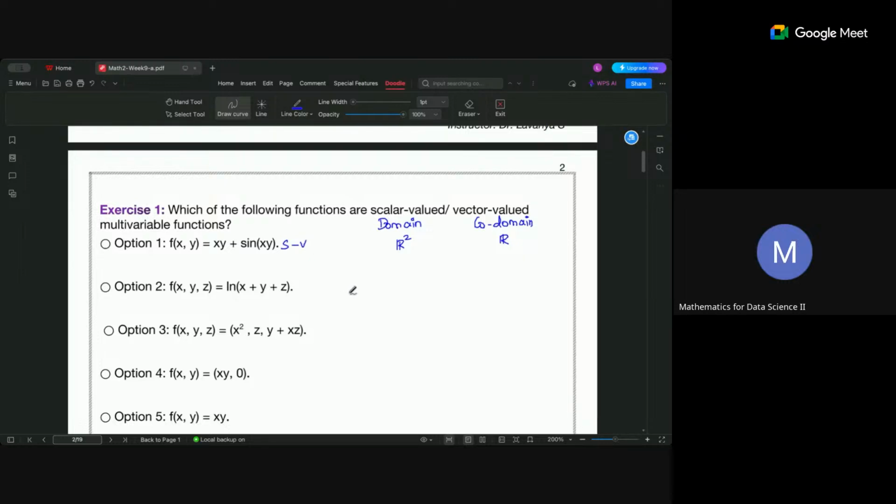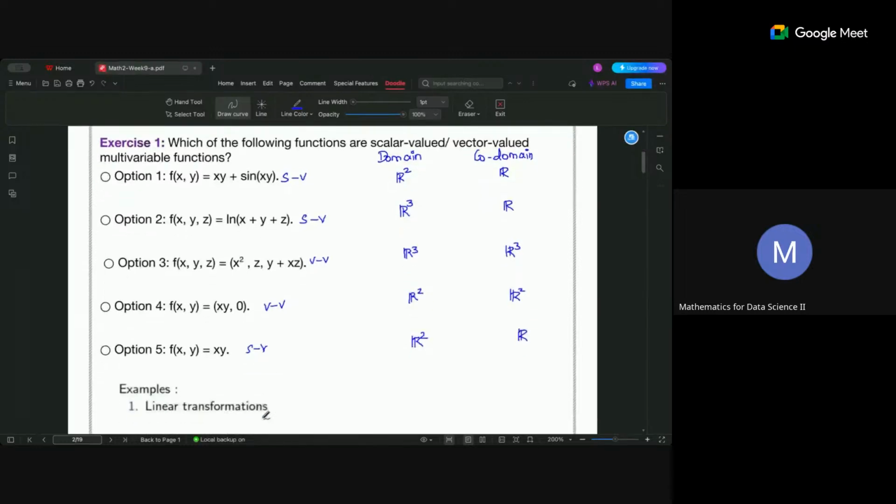What about option two? R3. The codomain is R, and it is scalar valued. What is the domain for option three? R3, and the codomain is R3. Vector valued. Fourth one, R2 to R2, vector valued. The last one, R2 to R, scalar valued. Okay, so what scalar valued and vector valued mean is clear for everyone, I guess, right?